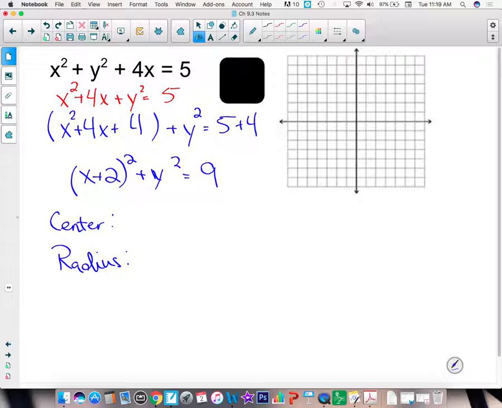So what's my center for this circle? Is it -2, 0, because there's nothing with the y, so it's a 0. So it's -2, 0. Your radius, take the square root of that, 3. So when we graph it, we go to -2, and we go 3 in all directions. And then you just graph your circle from there. Okay?